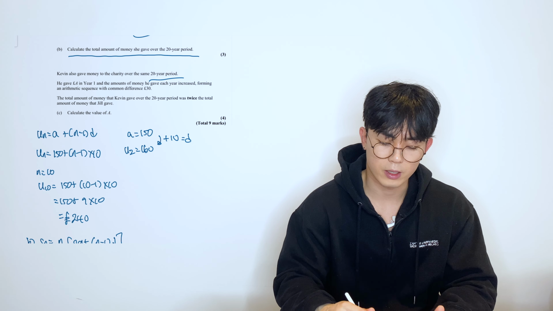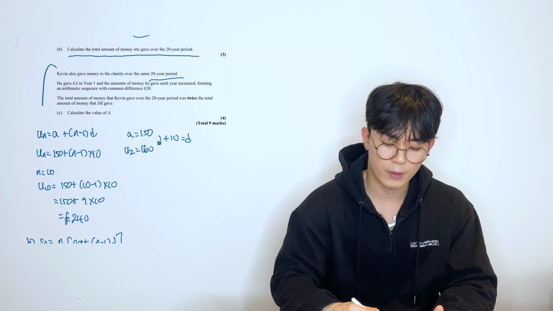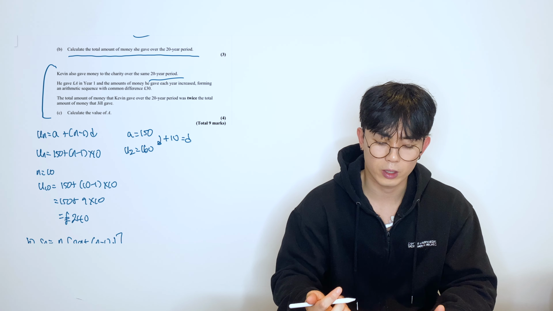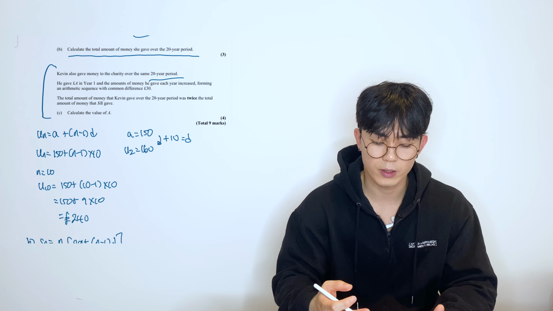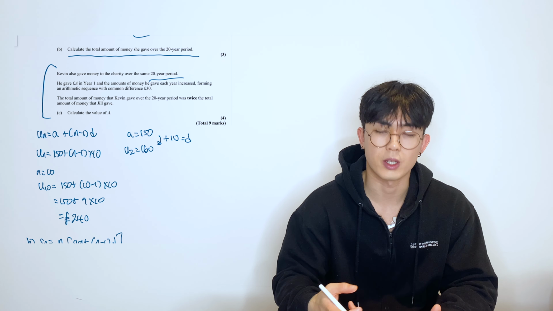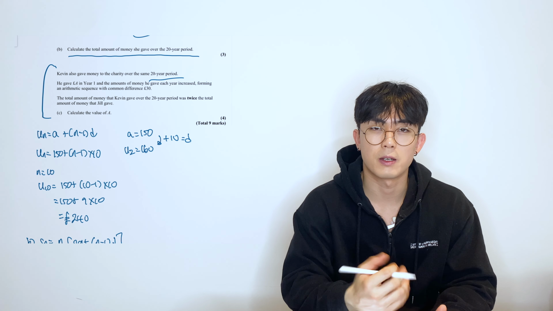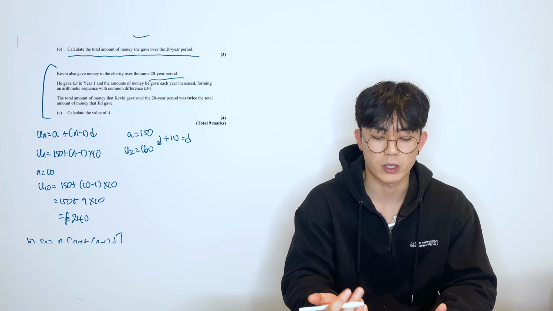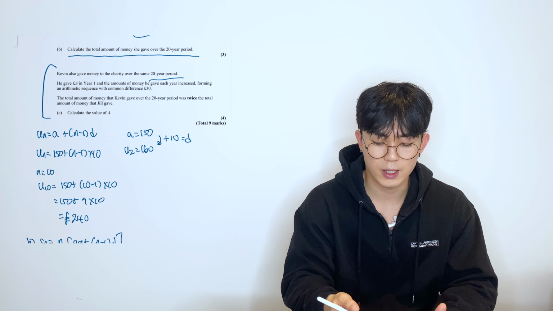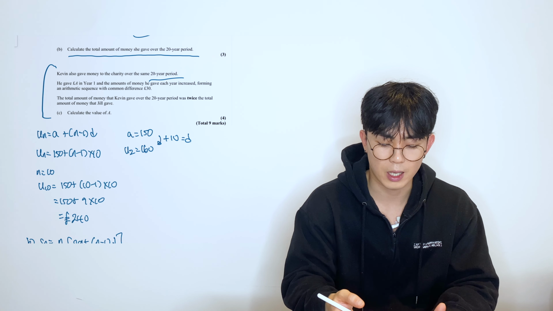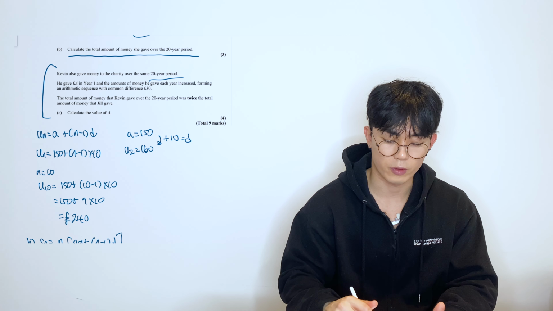Right, let's look at the next part. Kevin also gave money to the charity over the same 20-year period. He gave £A in year 1, and the amount of money he gave each year increased, forming an arithmetic sequence with a common difference of £30. So Kevin's amount given to charity is also an arithmetic series. The total amount of money that Kevin gave over 20 years was twice the total money given by Jill. Calculate the value of A.